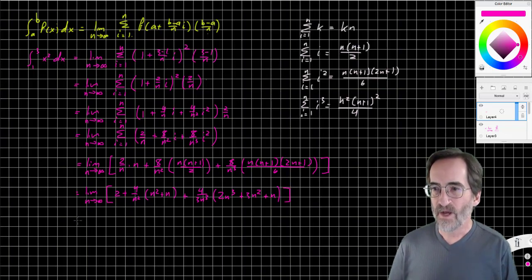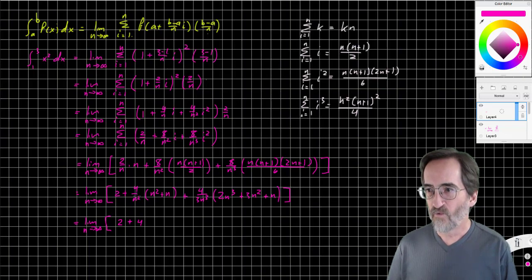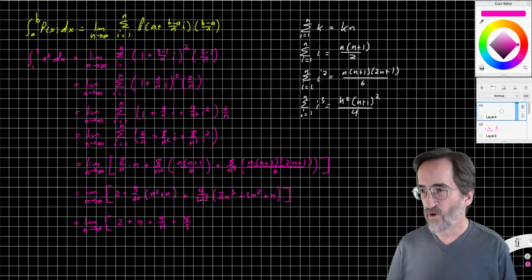Okay, and now distribute the limit as n goes to infinity of 2 plus, now distribute the 4 over n squared. The n squareds cancel, leaving 4. 4 over n squared times n is 4 over n. 4 over 3n cubed times 2n cubed is 8 over 3. 4 over 3n cubed times 3n squared, the 3's cancel, leaving 4 over n. 4 over 3n cubed times n is 4 over 3n squared.